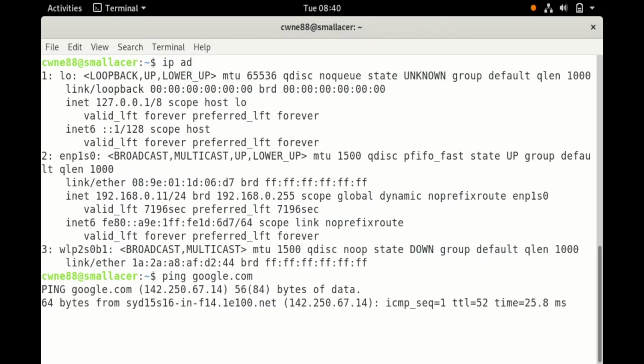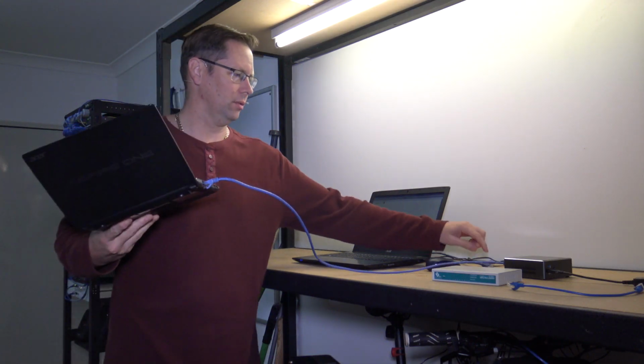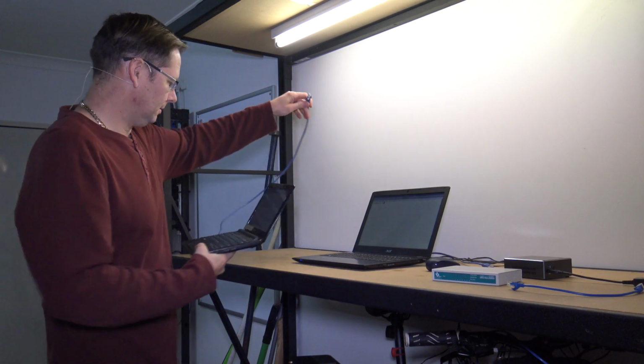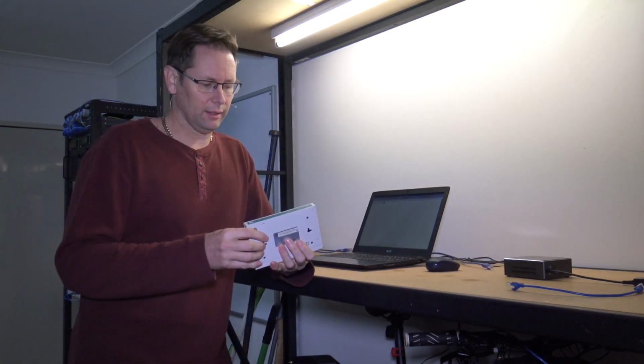Okay, so that's all good and well, it works. But the problem is I want both of them on. There's no point having just one port. So what we need is one of these, a switch. Okay, now this is a network switch.